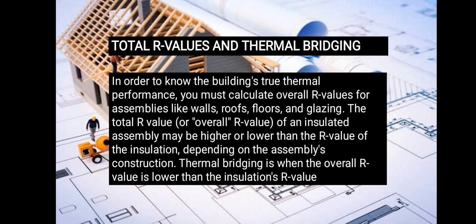Total R values and thermal bridging. In order to know the building's true thermal performance, you must calculate overall R values for assemblies like walls, roofs, floors, and glazing. The total R value or overall R value of an insulated assembly may be higher or lower than the R value of the insulation, depending on the assembly's construction. Thermal bridging is when the overall R value is lower than the insulation's R value. So that would be all.